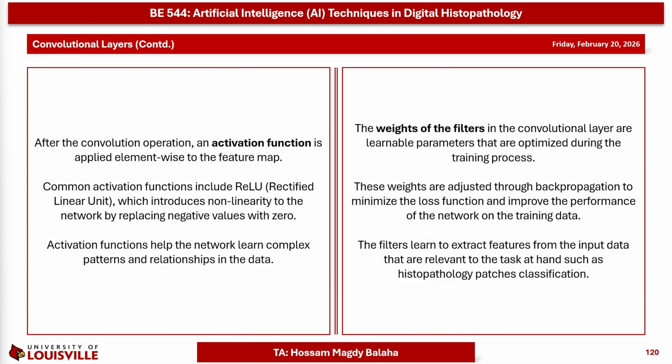After the convolution operation, we apply the activation function, which again will introduce nonlinearity to the network. This activation function is applied element-wise, and element-wise means it is applied on each element or pixel individually. The weights of the filters, as mentioned, will be tuned during parameter optimization through backpropagation, where the aim is to minimize the loss function and improve the performance of the overall network.